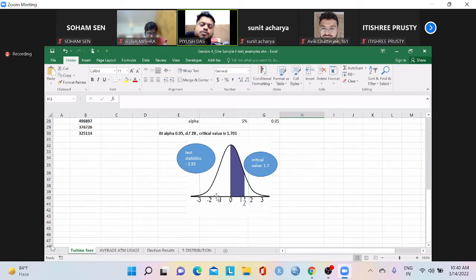Because if the null hypothesis was not true, what would have happened? I would have got any number greater than 1.7. If I would have got 1.8 or 1.9, the test statistic would have been on the right side of this, right? Then I would have said that yes, in my right tail test, my test statistic was greater than the critical value. When you say in a number line something is greater than something, that number would be on the right side, right?